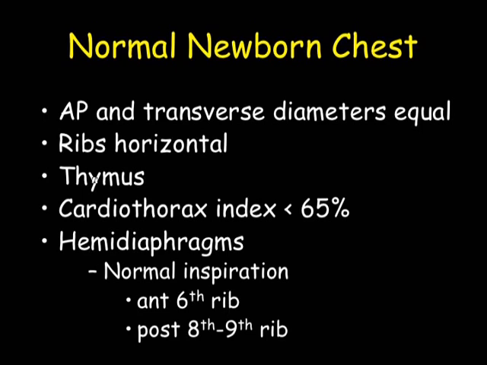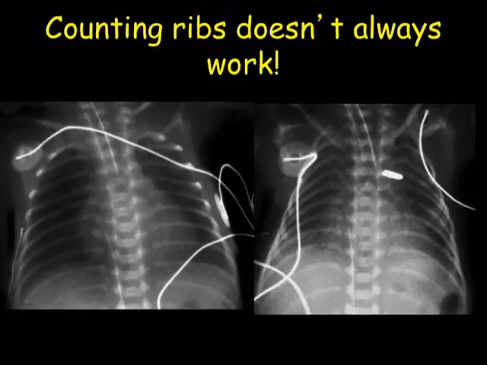And people spend a lot of time talking about rib expansion and how the chest volume is, and I'm not a big fan of counting ribs, but the literature will say that the normal inspiration in a newborn is anterior 6th rib and posterior 8th to 9th ribs. And this is why I don't like counting ribs, because if you look at the patient on the left, they have 8.5 ribs expansion, and the person on the right has 9 ribs expansion. And clearly the person on the right has a much lower volume chest than the left.